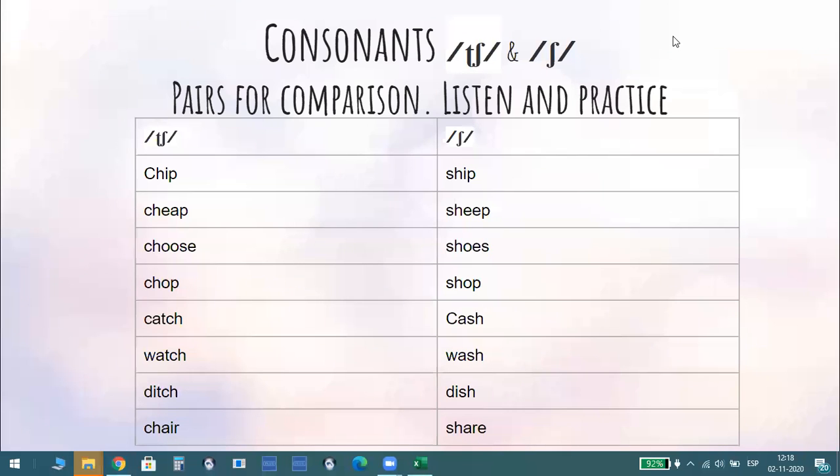Welcome everybody. This is the 12th grade C, and today we are checking on consonant sounds again. Today's class we'll be checking consonant ch and consonant sh.